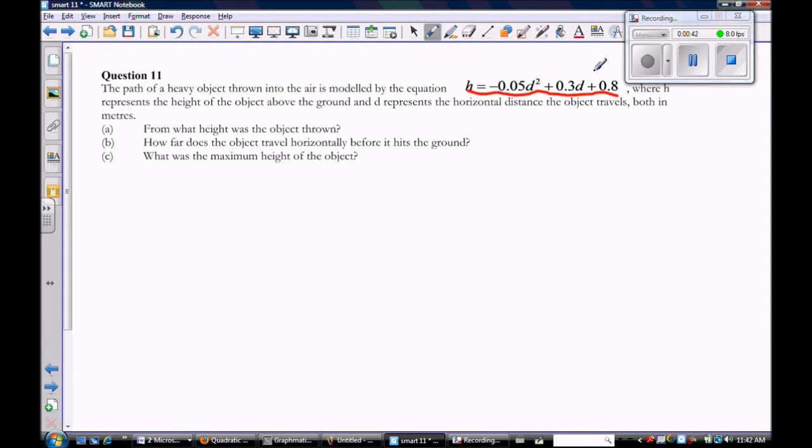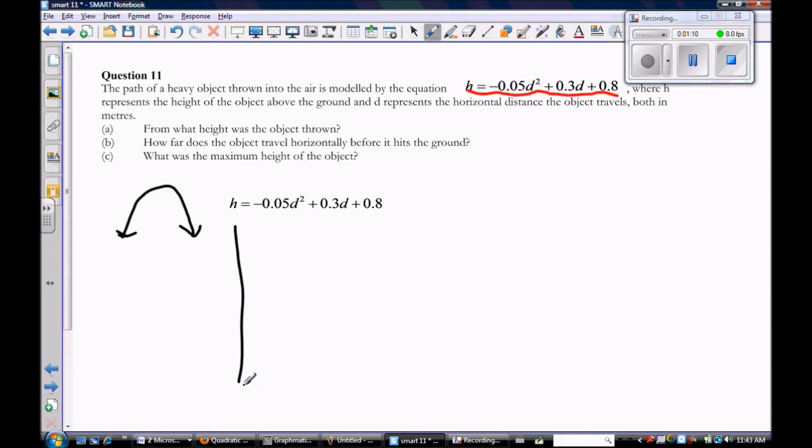Before I even look at what I'm supposed to do with this relationship, I like to make sure that I understand it clearly. So there it is. That's the relationship I need to deal with. First of all, a is negative. And when a is negative, I know that I have an upside down parabola that looks like this. And that's generally what an object that's thrown into the air looks like. It goes up and then it comes down.